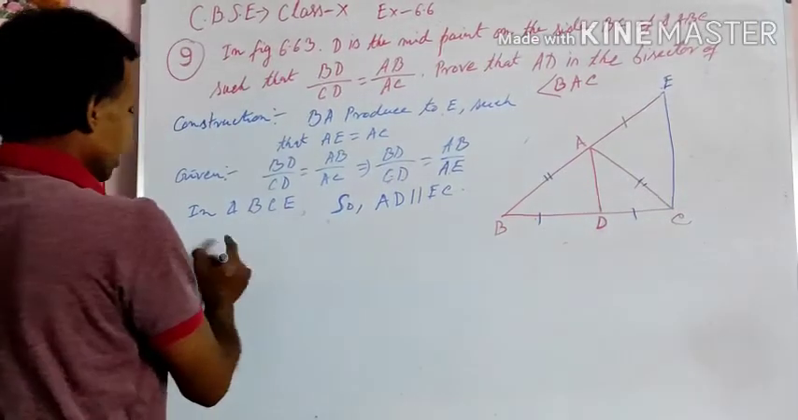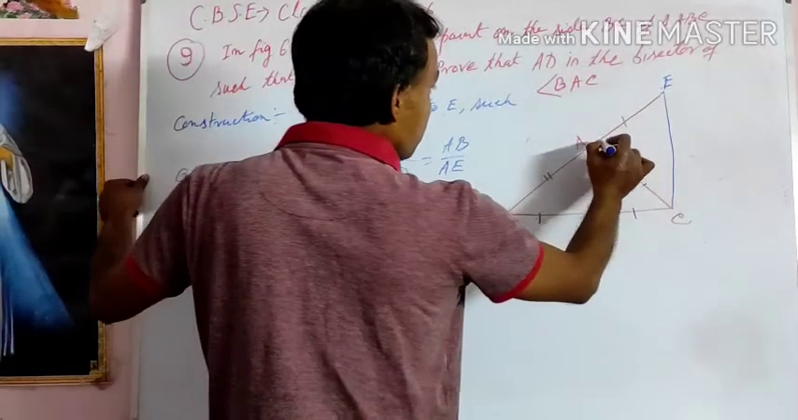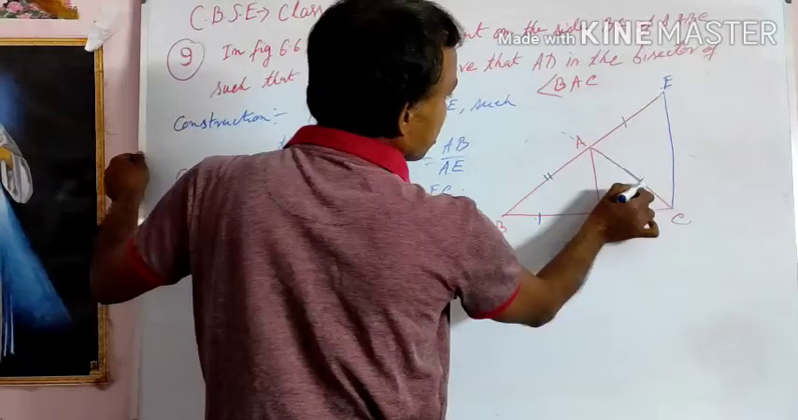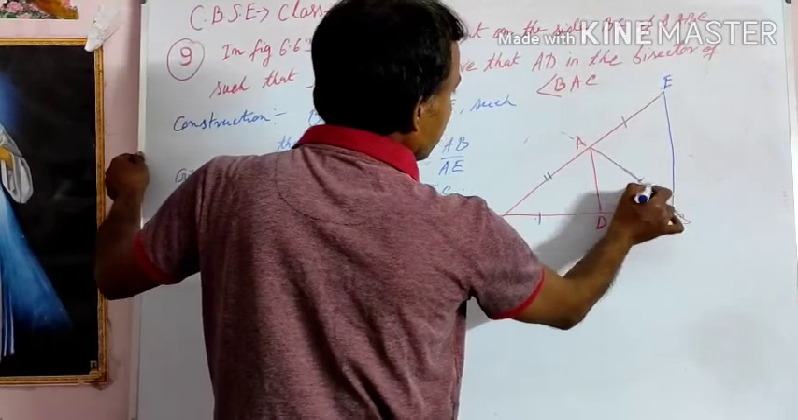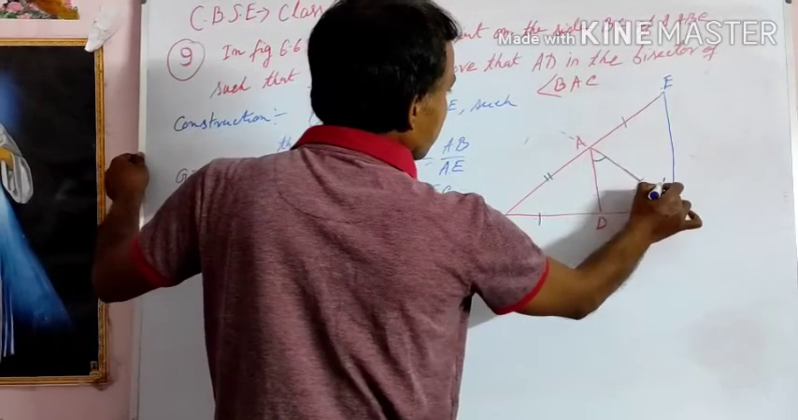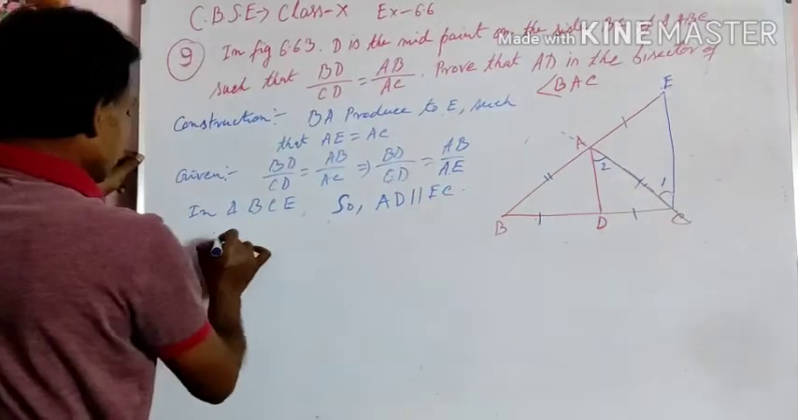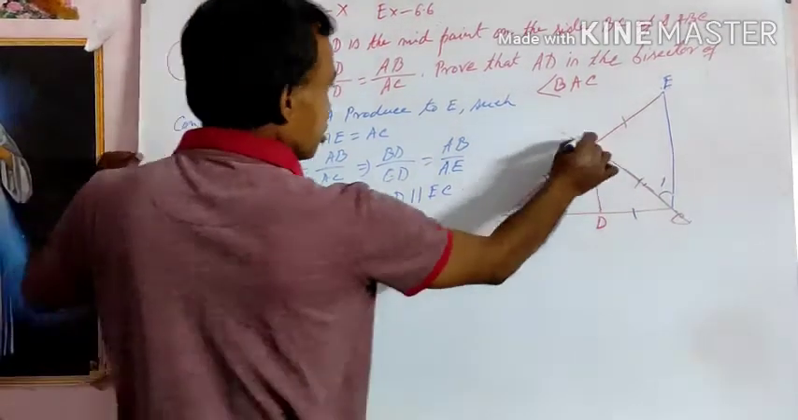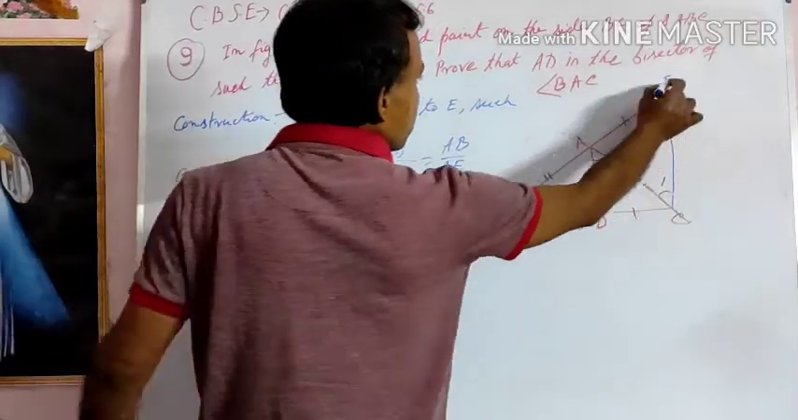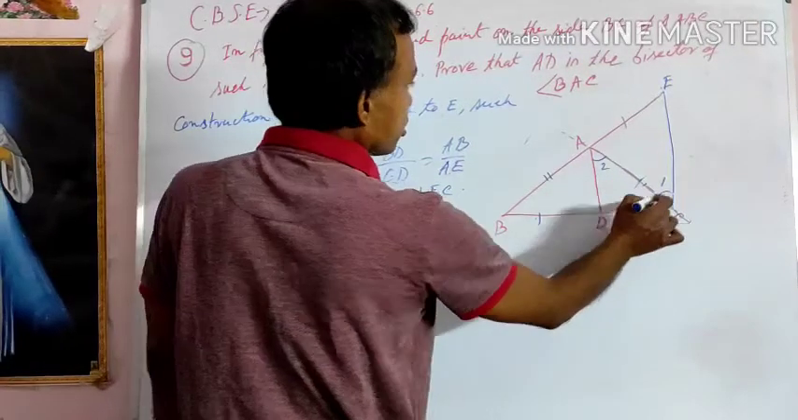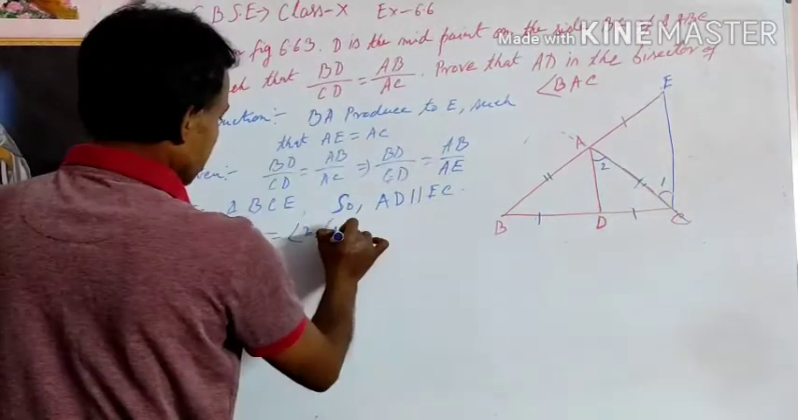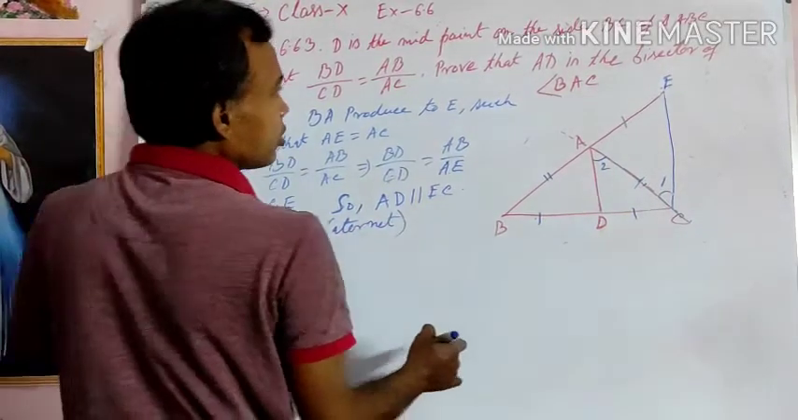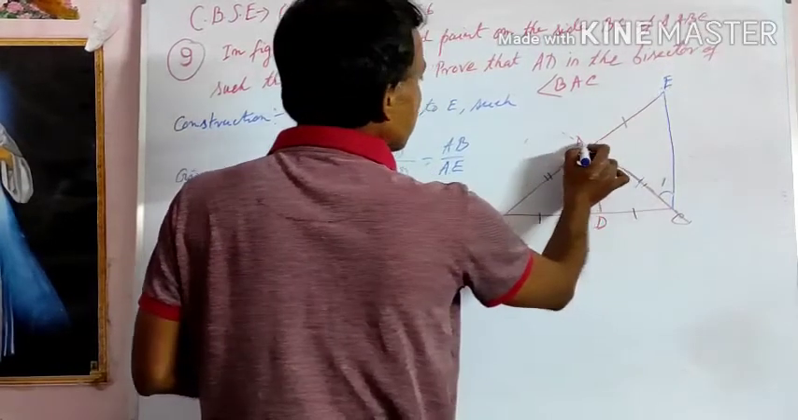So since the two lines AD and EC are parallel and AC is a transversal, this angle must be equal to this angle. Suppose this is angle 1 and this is angle 2. Therefore angle 1 is equal to angle 2, since AD and EC are parallel and AC is the transversal. These are alternate angles.